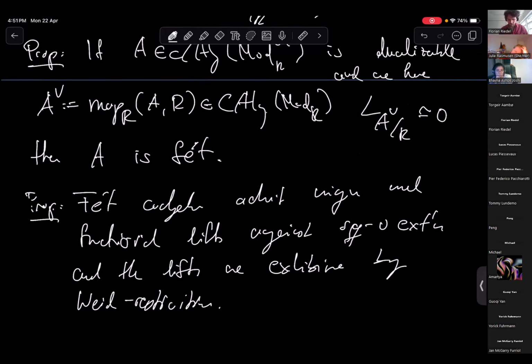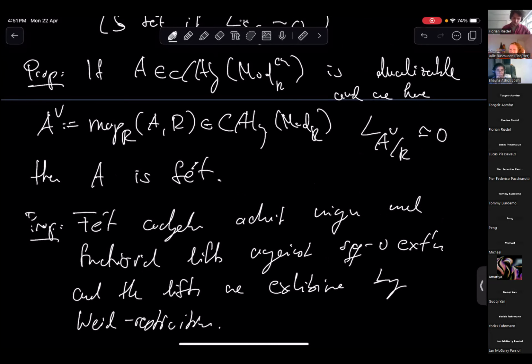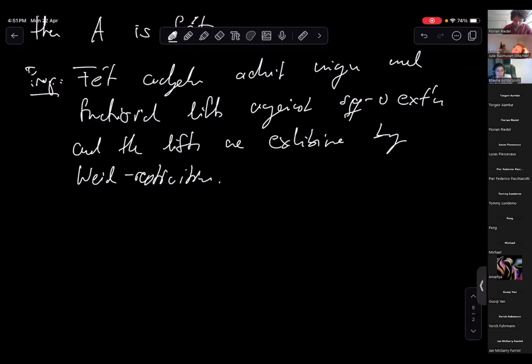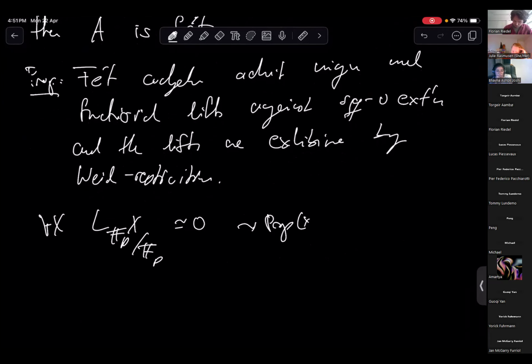Yeah, so for those who are paying attention, let's call this upper proposition Proposition Star. It's just known that for all X, the relative cotangent complex over F_p vanishes. So Proposition Star implies that for all compact spaces, the F_p cohomology is formally etale.